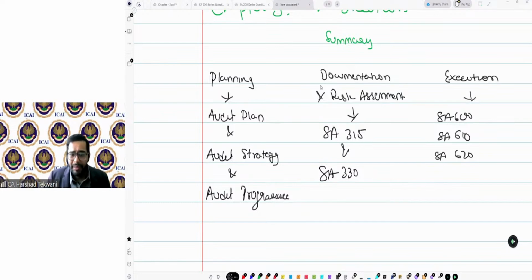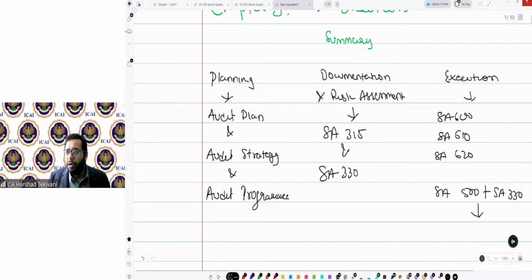Execution in general, that is SA 500. How we can get audit evidence and how we can execute SA 500 plus SA 330. Again, how we can execute the response that we have already drafted during SA 330. Then we can say execution, I would say, in relation to some specific areas.